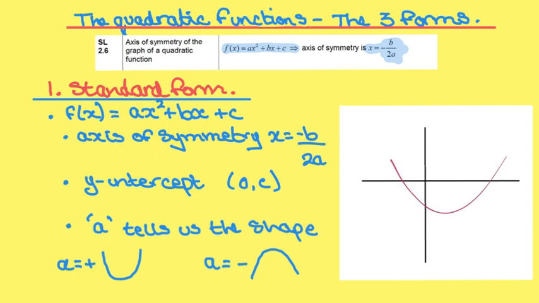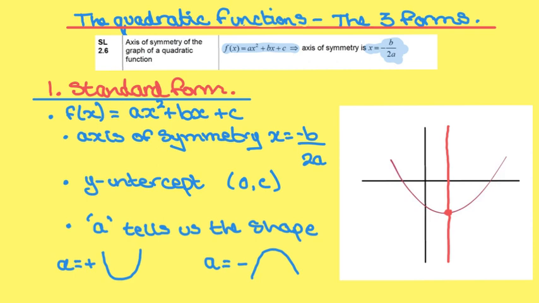This first form is called the standard form. So if you're given a function f of x equal to ax squared plus bx plus c, you know that the axis of symmetry is equal to minus b over 2a. Well, the axis of symmetry goes straight through the vertex and it splits the graph into two equal parts.